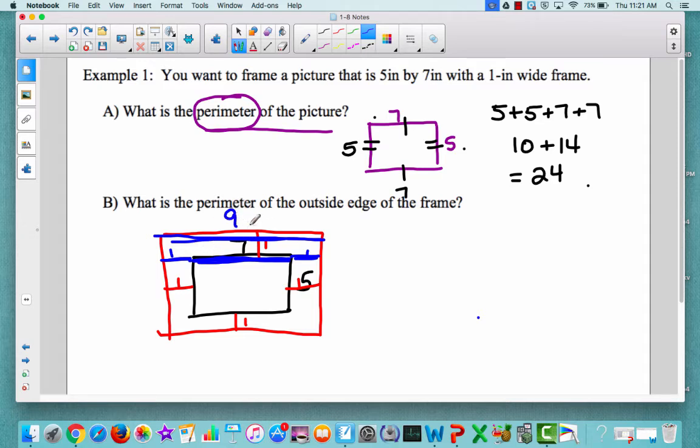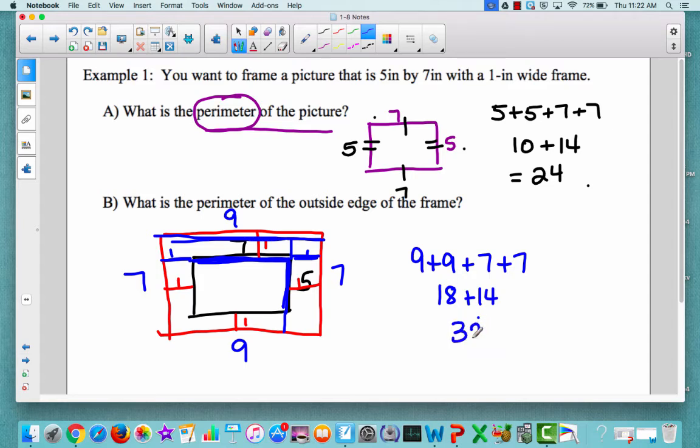So now we've just increased the size because we added the frame around it, right? What about right here? If it's 5 and then 1 and 1 on both sides, that's going to give me 7. We go through that process again. We put the 7 across because it's rectangular, and we add up all the sides. So 9 plus 9 plus 7 plus 7 gives me 18 plus 14, which is, let's see, 32. And that's the perimeter of the frame.